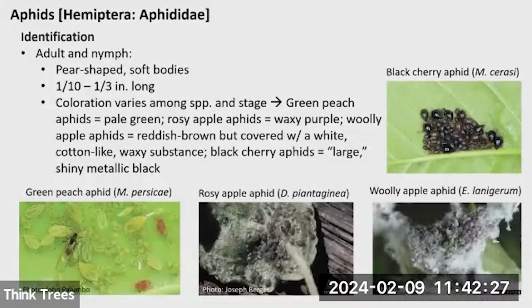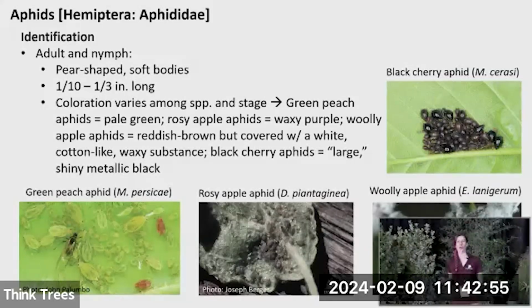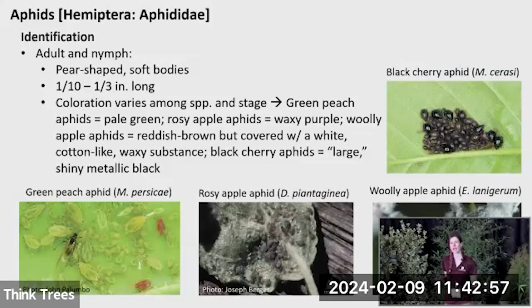And they all look similar in their body structure, but the color of their body will vary. It just depends on what species you're dealing with. So for example, the woolly apple aphid, they have these waxy, fuzzy coverings. The black cherry aphid is dark in color. Rosy apple aphid is kind of a purplish brown color, and then the green peach aphid's green, but they all have those piercing-sucking mouthparts. They're all kind of leggy looking with the long antennae.